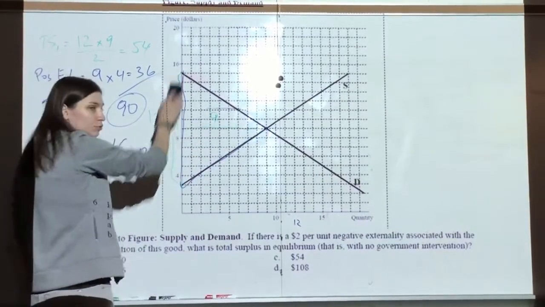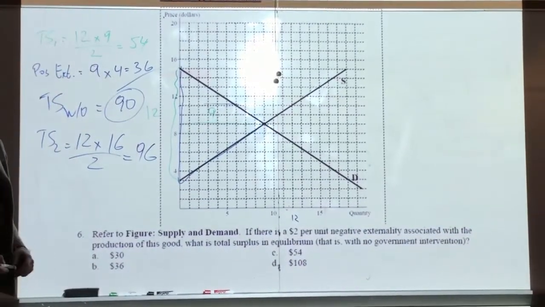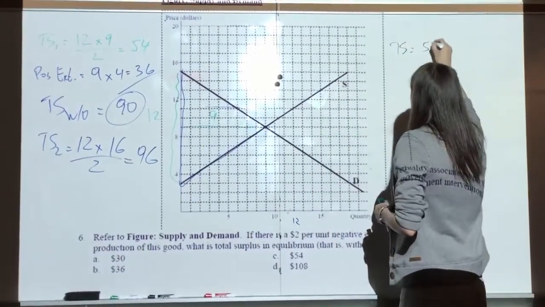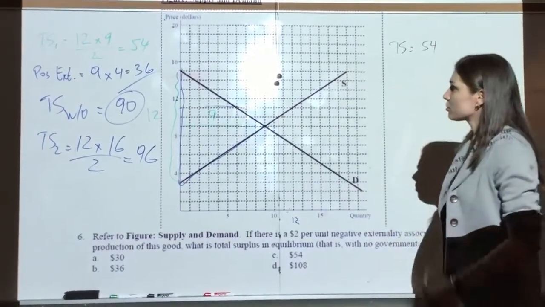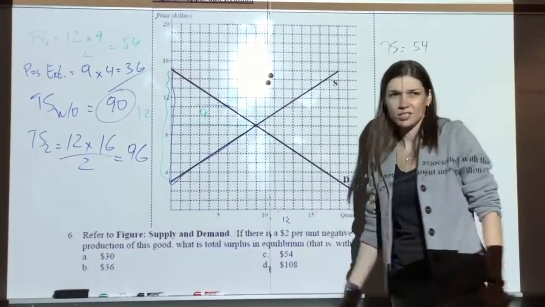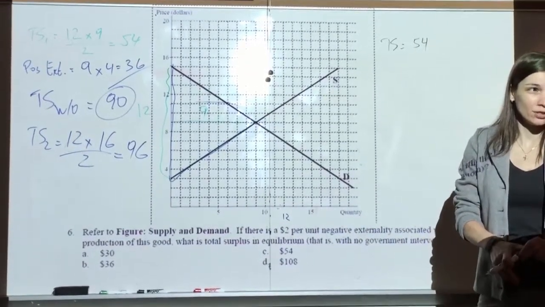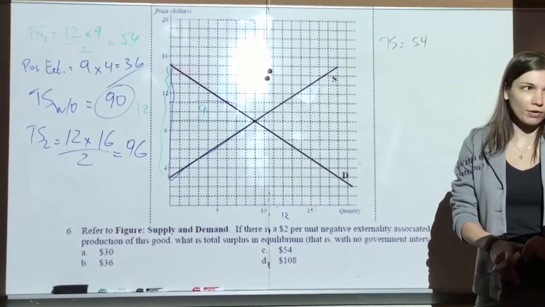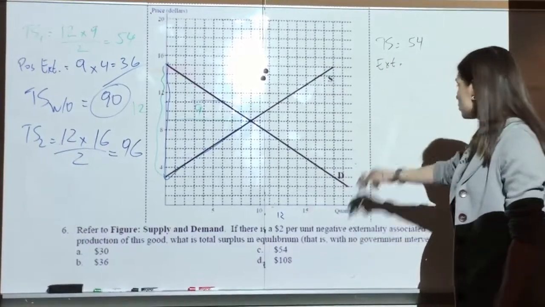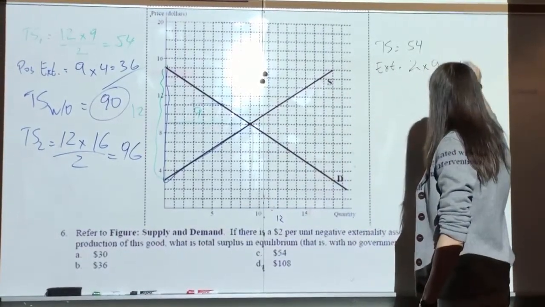Well, as before, we start with the area of this triangle, and we already know what it is. We just calculated it. It's 54. This is the sum of producer surplus and consumer surplus. So is my answer C? Am I done? No. So what do I need to account for? The $2 per unit negative externality. So the externality part, which is negative in this case, is $2 per unit, and in this market, when there's no intervention, I sell 9 units.